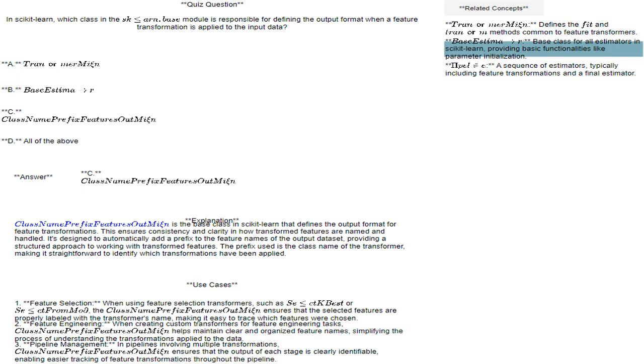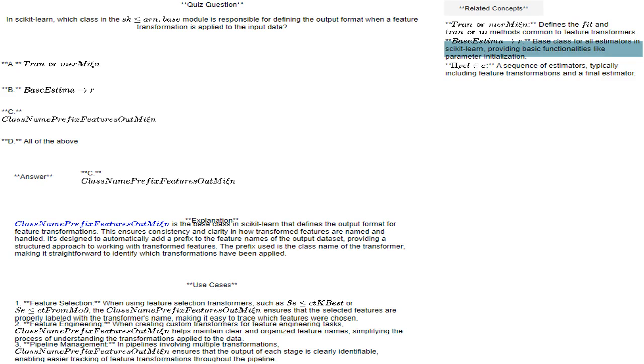It's designed to automatically add a prefix to the feature names of the output dataset, providing a structured approach to working with transformed features. The prefix used is the class name of the transformer, making it straightforward to identify which transformations have been applied. Only class name prefix features out mixin is responsible for defining the output format, not transformer mixin or base estimator. False.